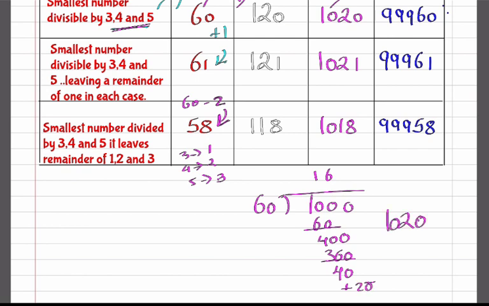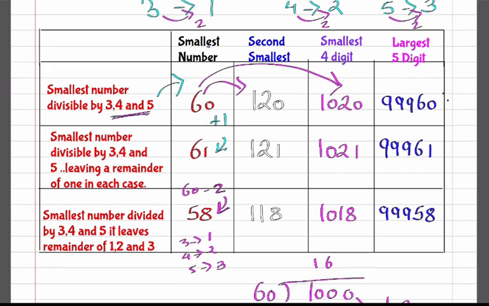Or you can say 1000 minus 20 is 960. If you add 40 to this, you will get 1020. Okay, so that is my number, the smallest 4-digit number. If I ask you for the largest 5-digit number divisible by this, so what will you take?